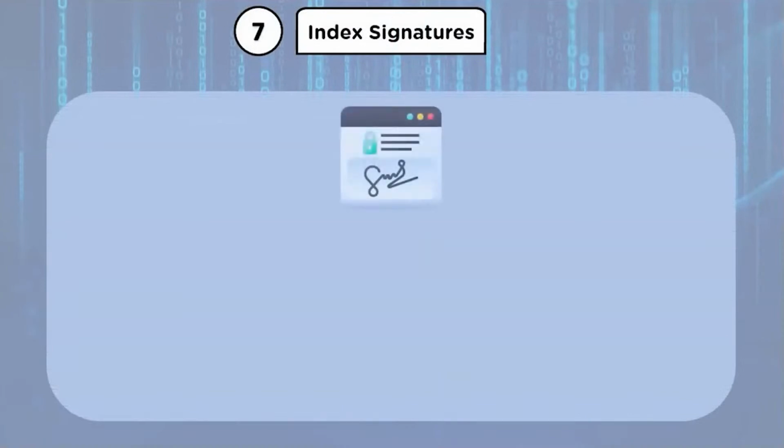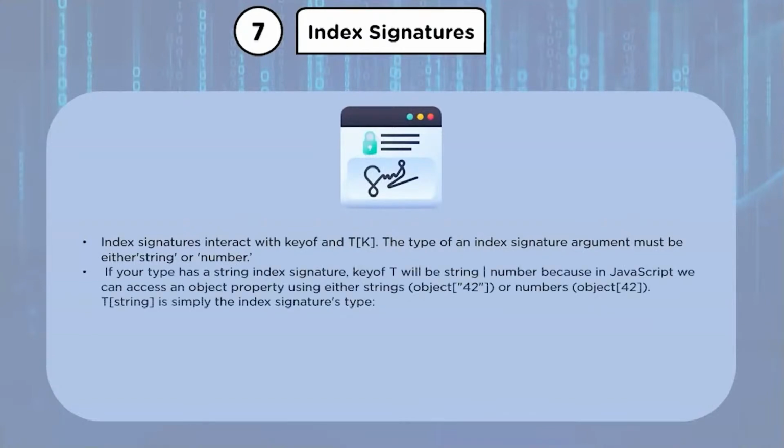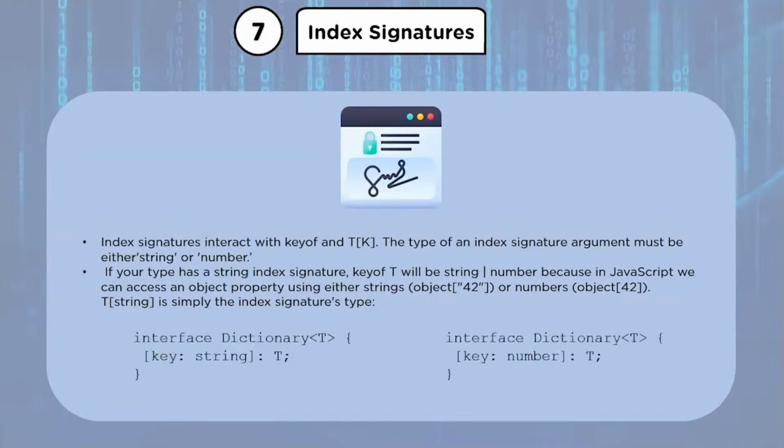Index signature. Index signatures interact with keyof and T[K]. The type of an index signature parameter must be either a string or a number. If your type has a string index signature, keyof T will be string or number, because in JavaScript you can access an object property using either a string or a number. T[string] is simply the index signature type. Below is the syntax for index signature. If you have a type with a number index signature, keyof T will just be number.